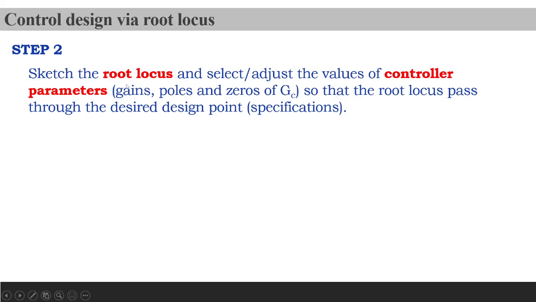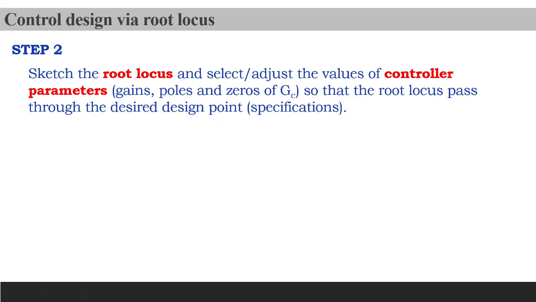If a plant function is fixed and it has a fixed number of zeros and poles, its root locus can't change. But of course you can change the controller and its transfer function. So the transfer function of the controller could be manipulated in such a way that the final root locus of the system passes through your design point, right?